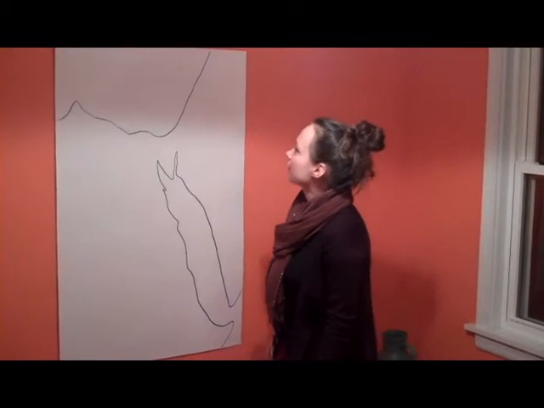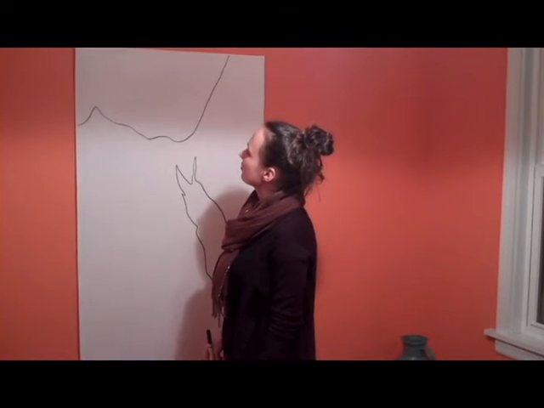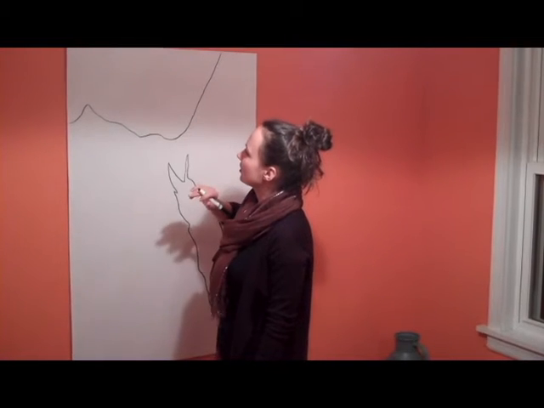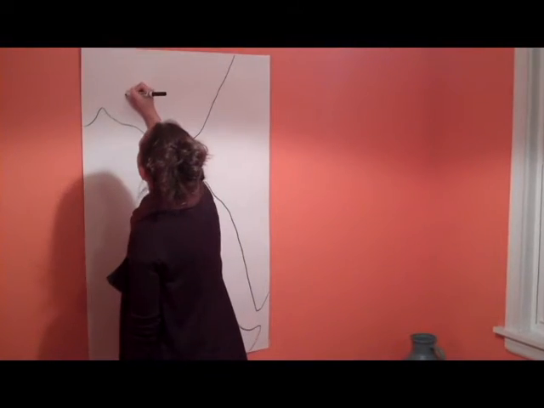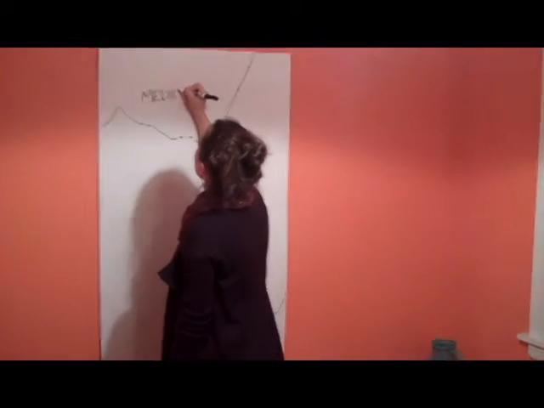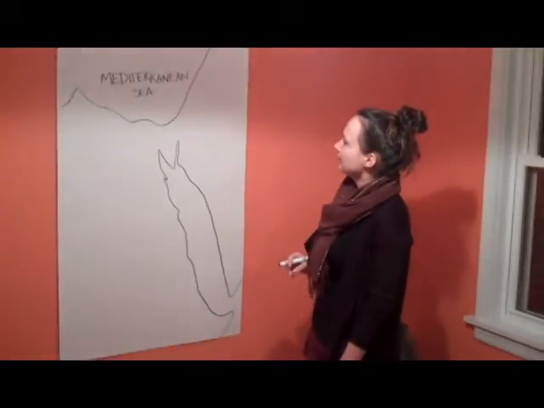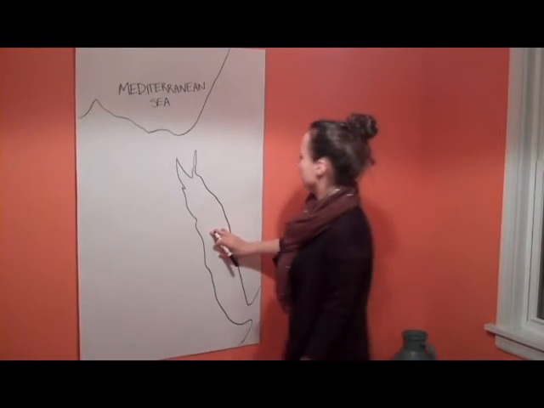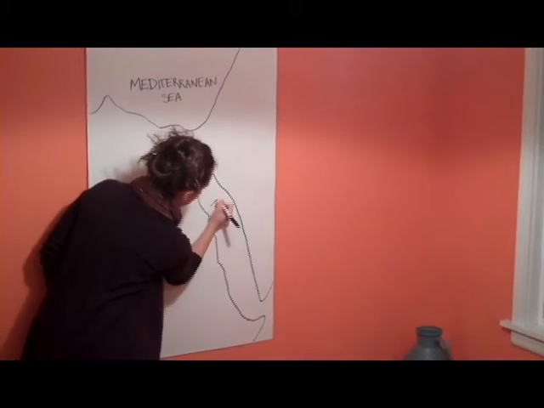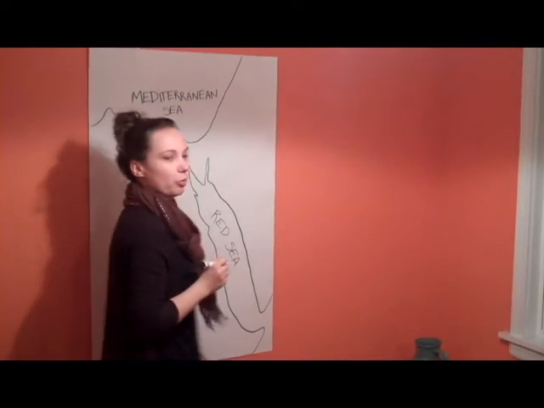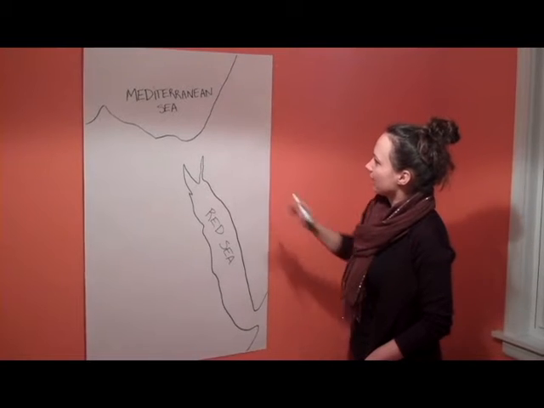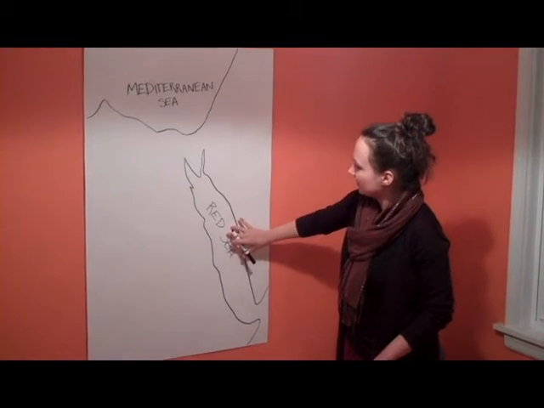Okay, so in order to orient ourselves, we're going to start with the major areas, and this is the Mediterranean Sea. Since this is the Mediterranean, this is going to be the Red Sea. It's always helpful to me to start with the bodies of water. So we have the Mediterranean, we have the Red Sea.